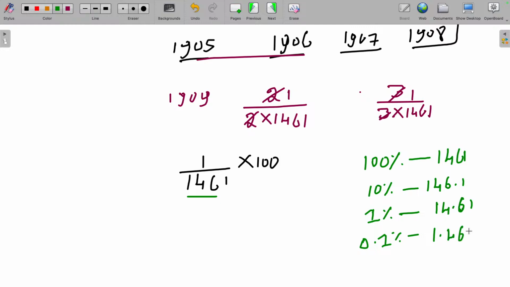Yes, 1.461. Now actually the answer will not be 0.1 because I want 1, which means the answer will be less than 0.1, which means 0.05, 0.06. It may be anything. Yes or no? No, sir, I didn't get what you told right now.